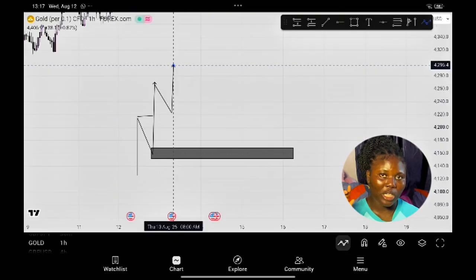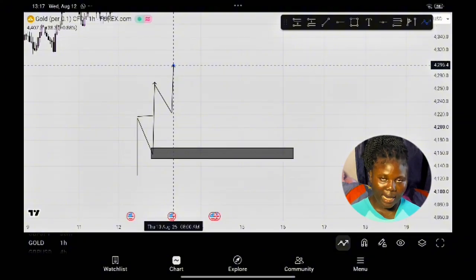Marking your order block from your entry time frame is most important. So in this video, I'm going to be showing you how to mark your order block from the higher time frame to the lower time frame. What time frame is good to use as an order block? I'm going to be explaining everything step by step.